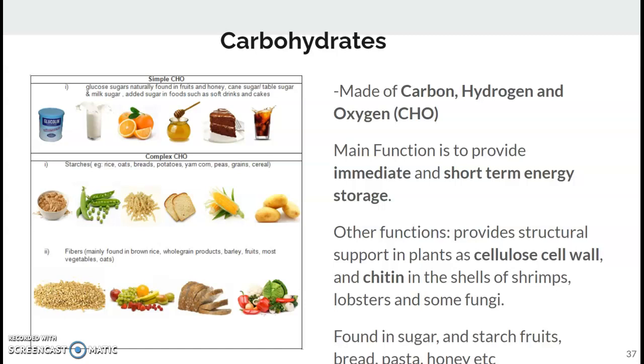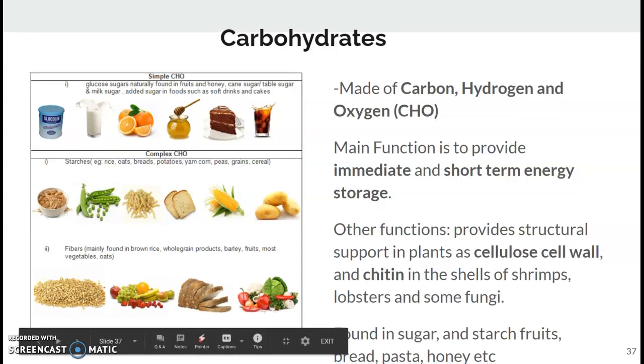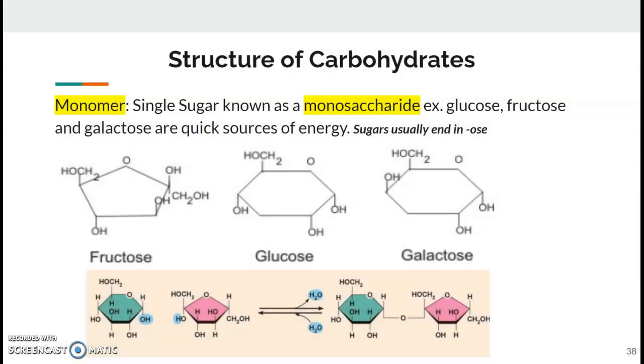Chitin, which is the material that makes the shells in shrimp and lobsters, is also a carbohydrate. Carbohydrates are found in bread, pasta, honey, anything sweet, anything starchy, right? This is the typical structure of a carbohydrate. It has a 5-carbon sugar known as a monosaccharide. So the name of the monomer is monosaccharide, and a specific example is glucose, fructose, and galactose.